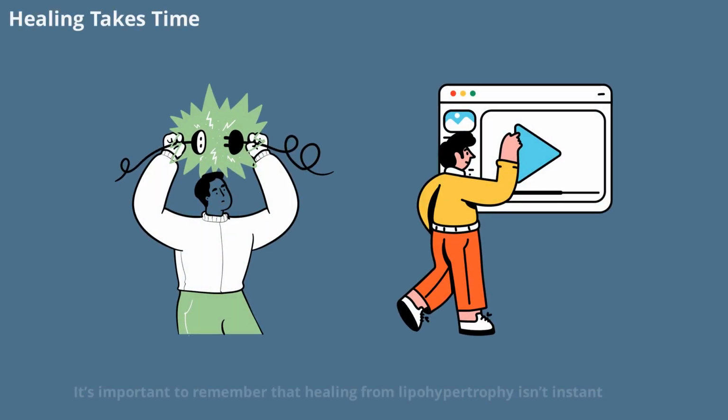It's important to remember that healing from lipohypertrophy isn't instant. The tissue may take several weeks to return to normal, especially if the area has been used for injections for a long time. Be patient and continue rotating your sites while the lump heals. Over time, you'll notice improvements in both your skin and your blood glucose control.